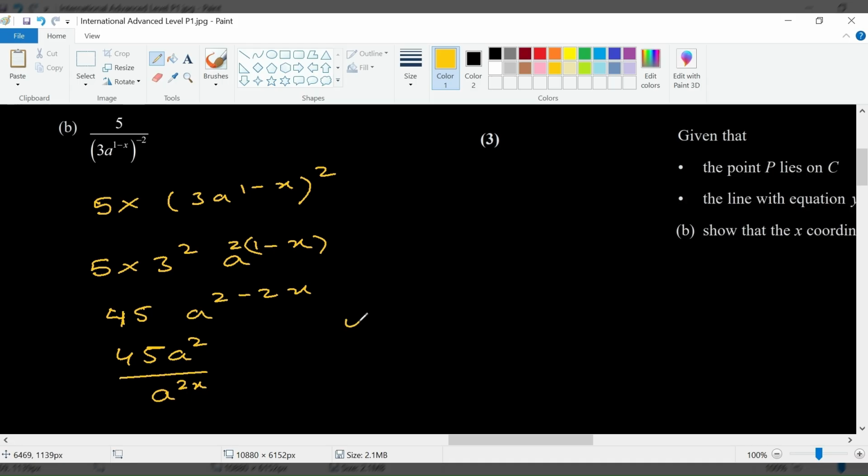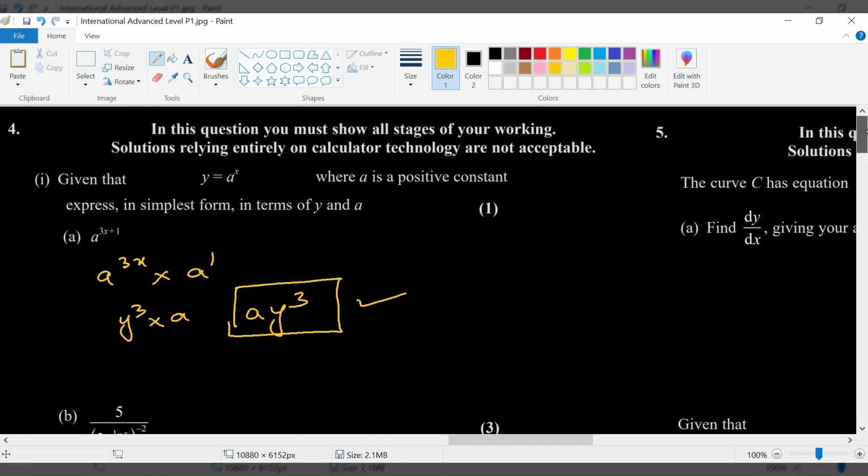Now in here I will write 45 a square as it is. As we know very well, a to the power x is equal to y. So that means I will write this one as y square. So this is going to be the final answer for this part of the question. If you have any doubt, you can see this part where it says that this has to be kept in mind.